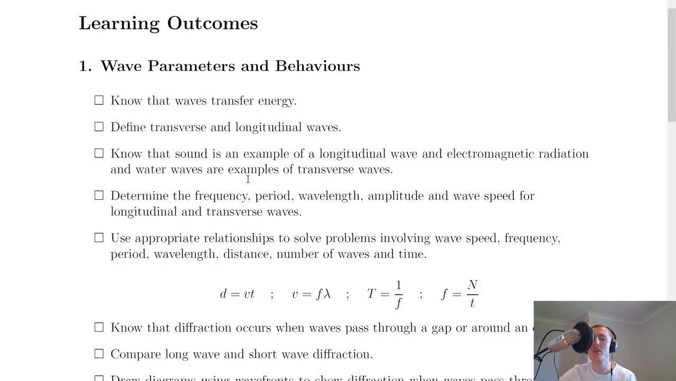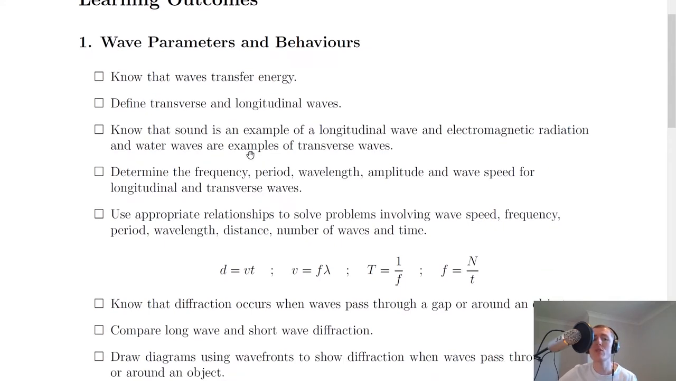So for the first one, wave parameters and behaviours, we need to know that waves transfer energy. You should also be able to define transverse and longitudinal waves. So remember, transverse waves are ones in which the particles will vibrate at 90 degrees or perpendicular to the direction of travel of the wave, whereas longitudinal waves are ones in which the particles vibrate along the same direction as the wave. You also need to know that sound is an example of a longitudinal wave, and electromagnetic radiation and water waves are examples of transverse waves.